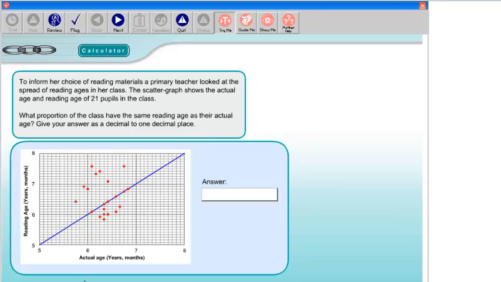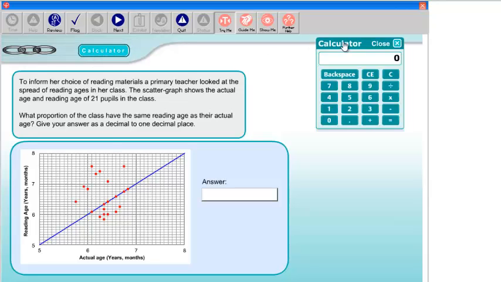Okay, so we look at what's shown here. They're actually giving us a really big clue with this big blue line. So we've got the actual age and the reading age, and all we need to do is find the pupils that lie exactly on the diagonal line, because the line goes through 5, 5, 6, 6, 7, 7, 8, 8. So any pupil on this line is what we're looking for. So we count them up. We have 1, 2, 3, 4, 5, 6 of them out of 21.